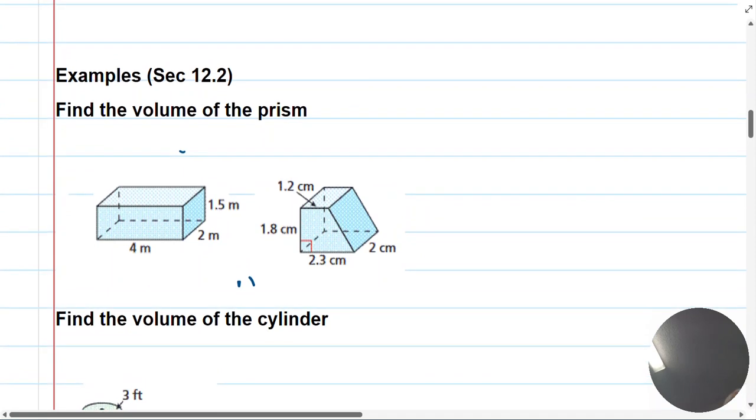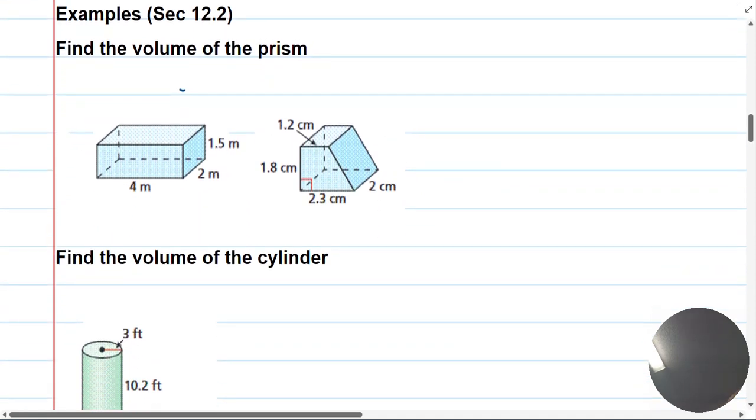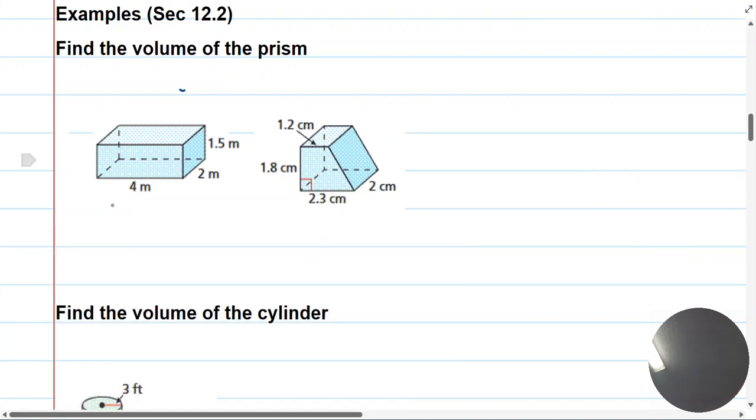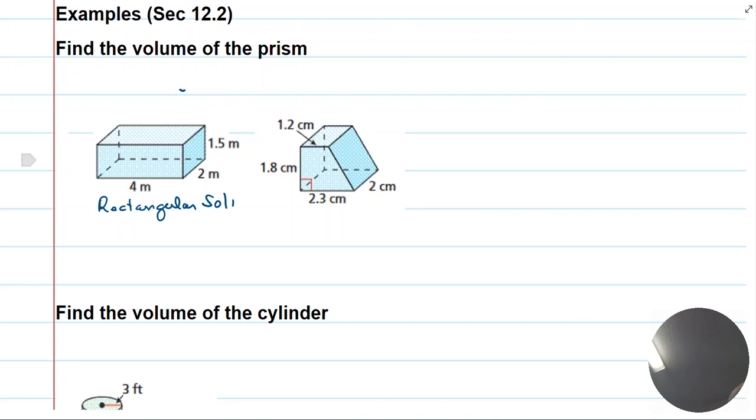Now we're getting to the actual computational aspect. So here we go. This is a prism. In fact, it's a rectangular solid. So in a rectangular solid, and we're looking at volume, we want base times length times height. In this case, these are the easy ones: 4 times 2 times 1.5. We're going to do the math.